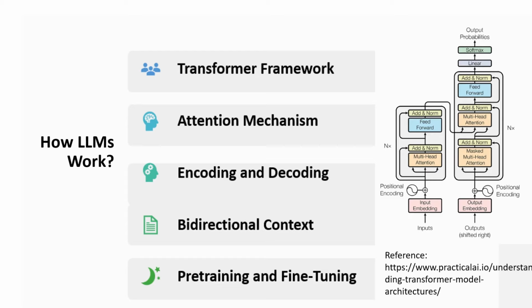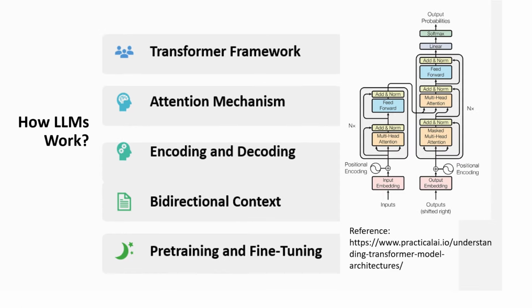Second is the attention mechanism. The attention mechanism, again used by the transformer, determines the significance of various words in a sentence based on their context. The model's attention enables it to focus on relevant words and record long-term dependencies.